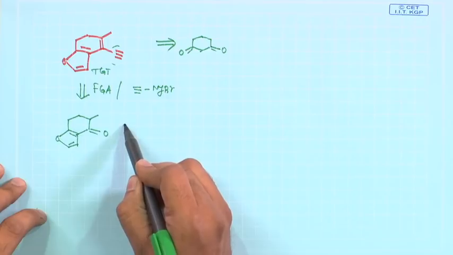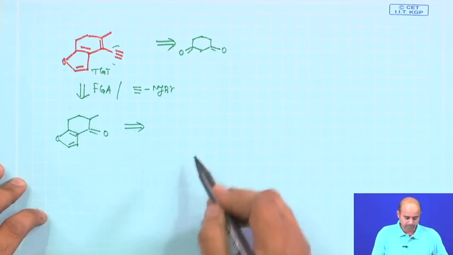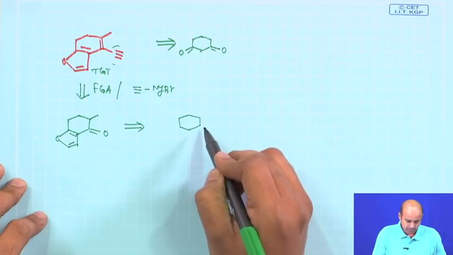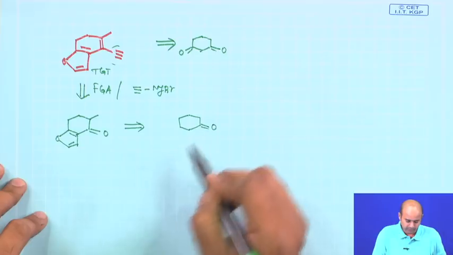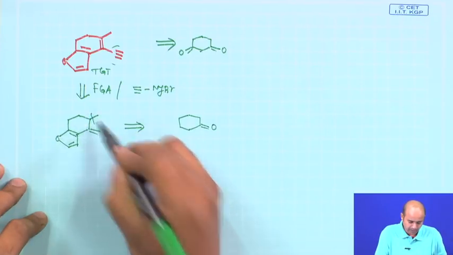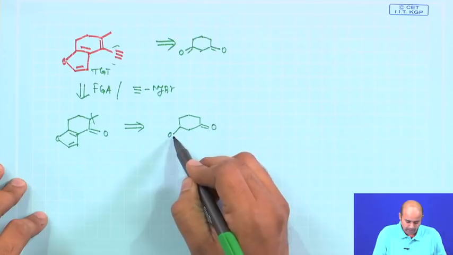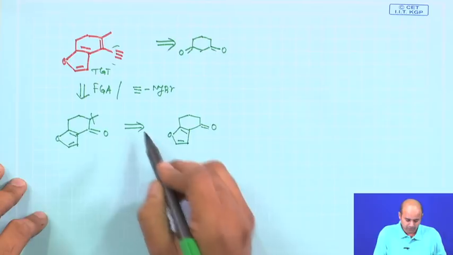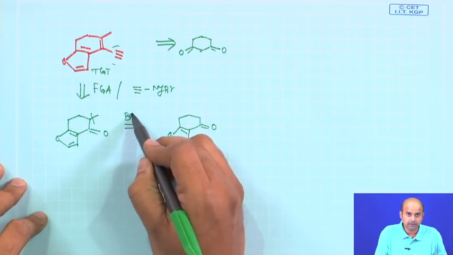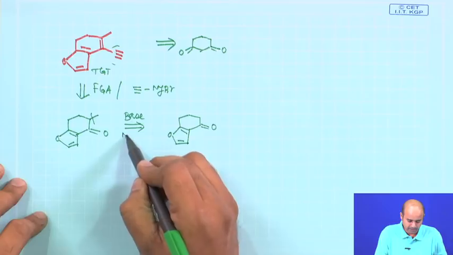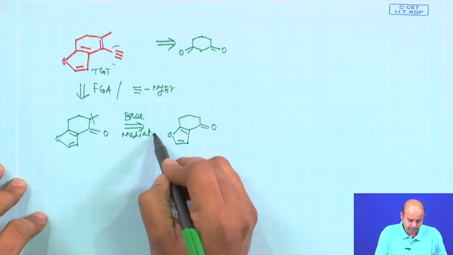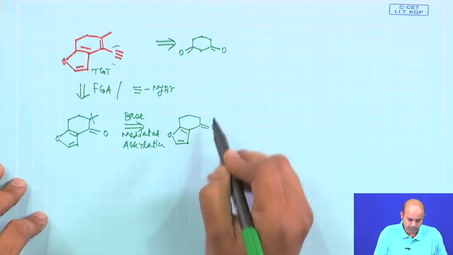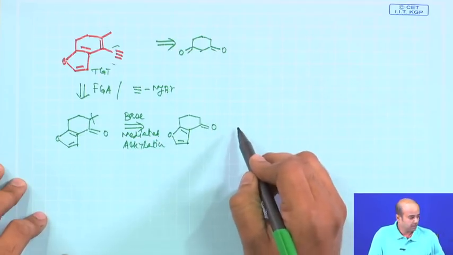So, how can you prepare this intermediate? This intermediate again can be prepared if you disconnect this methyl group, which will be introduced at this stage, the remaining part is similar. So, you are basically doing a base mediated alkylation with methyl iodide as an electrophile. This is one of the starting materials.